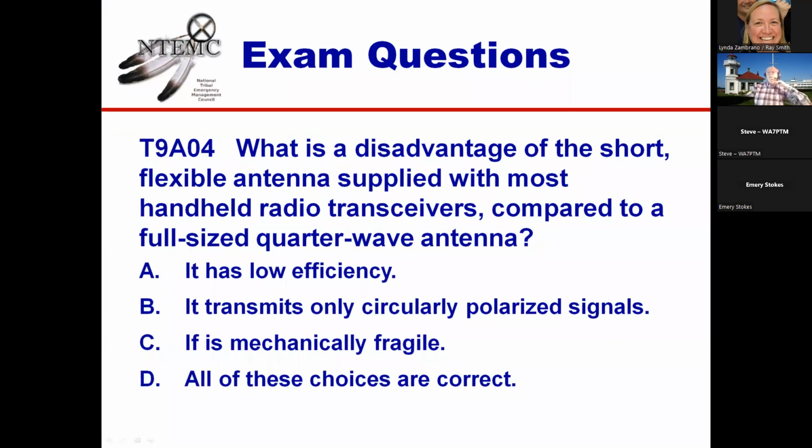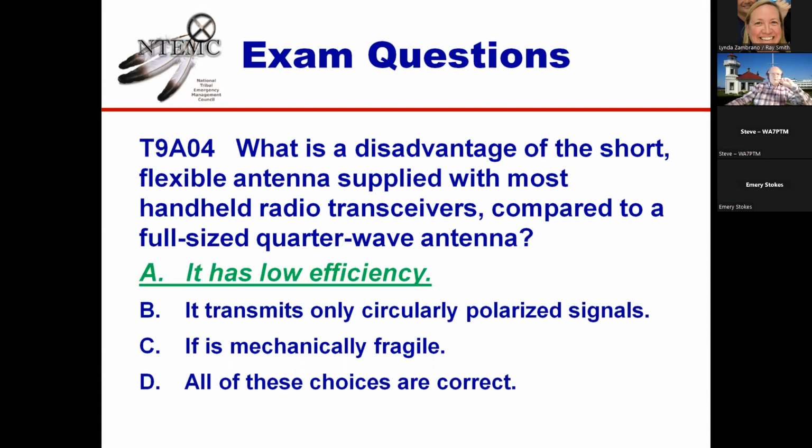So what was a disadvantage of the short, flexible antenna supplied with most handheld radio transceivers compared to a full-size quarter wave antenna? That's your rubber duck, right? Well, it's not mechanically fragile. It's actually pretty good. You can bend it all over the place. It's vertically polarized. It's not circularly polarized. So the only one that fits is it has low efficiency because it is not a full-size antenna, right? Bigger is better.